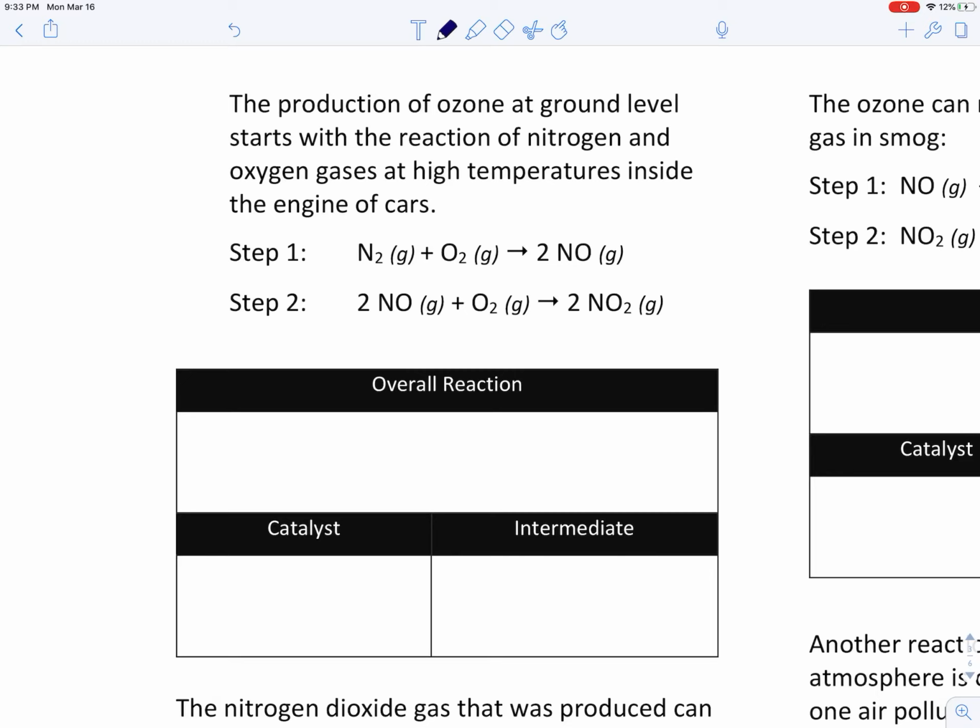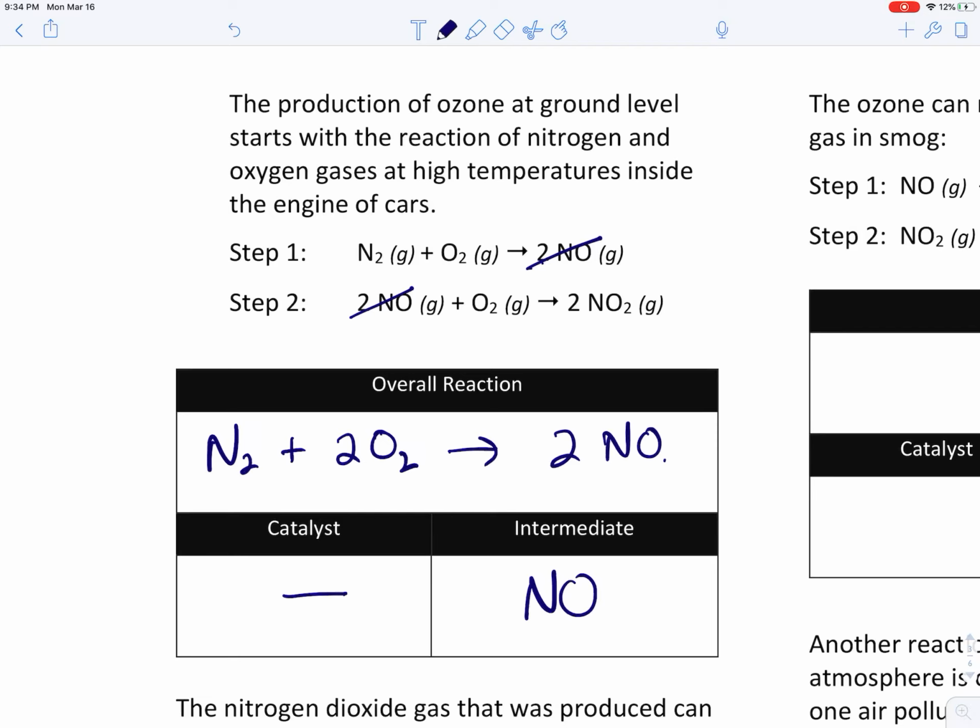Canceling out things on both sides, I'm going to see the NO is a product in step 1, and the two NOs are reactants in step 2. If you're produced and then you're used up, you're an intermediate. I don't think there's anything else that cancels here. There's nothing else that appears on both sides of the mechanism, so there was no catalyst present. The overall reaction is whatever's left in the mechanism, so N2 reacts with two oxygen molecules, producing two NO2 molecules would be the overall reaction.